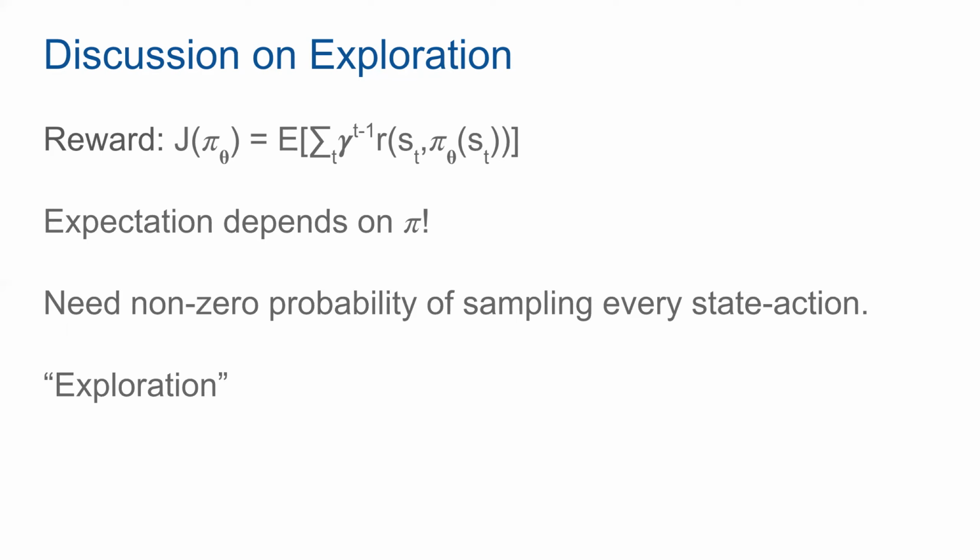What that means in practice is that you need a non-zero probability of sampling every state. You cannot have a policy that takes actions in such a deterministic way that some parts of the state space that have high reward are never sampled or never explored. And so some people actually think about ways of making pi more random in the beginning and then less random later on. But that's something that you have to keep in mind.